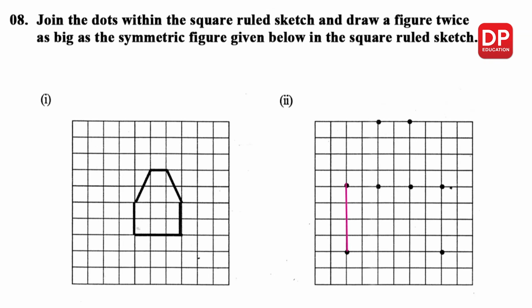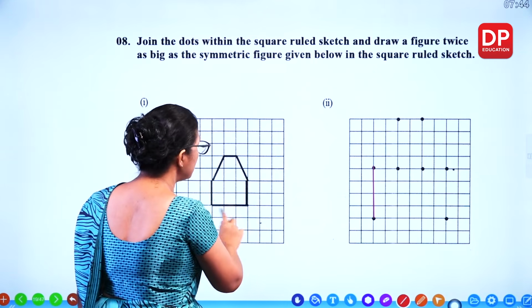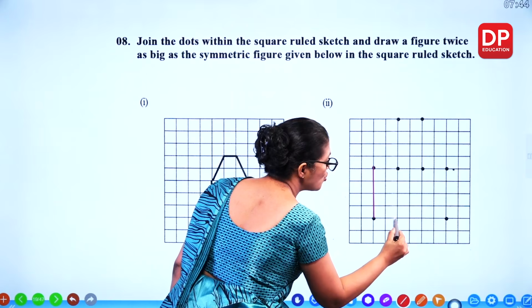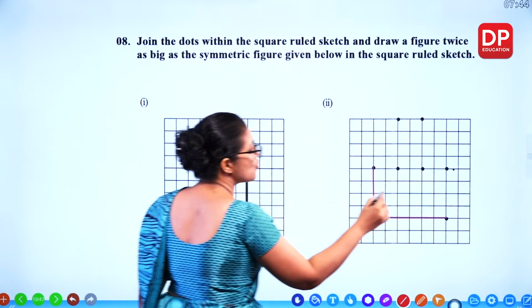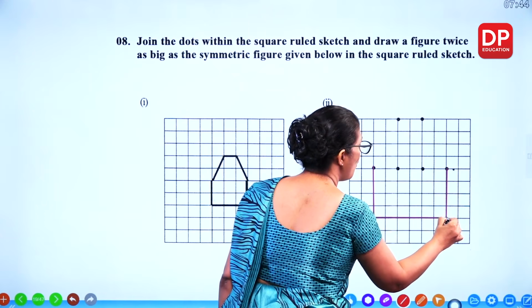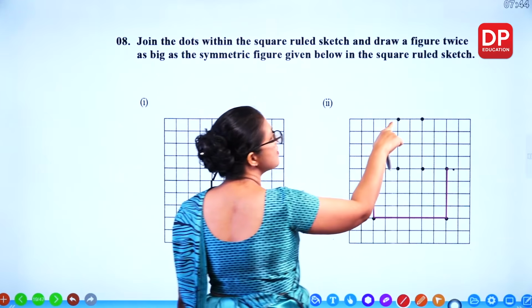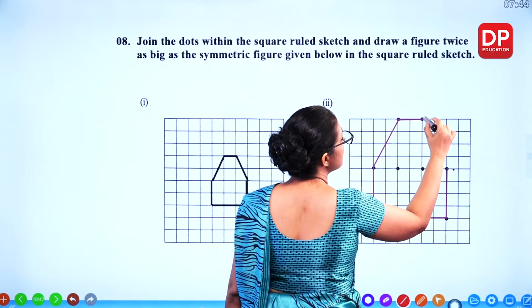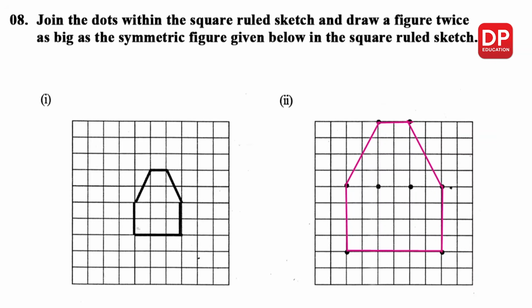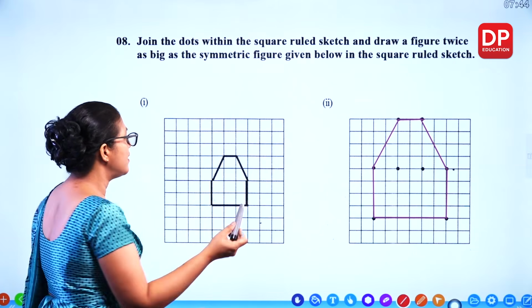How many squares are there? 1, 2, 3, 4. Here 2 squares, this side 4. Here to here 3 squares, so this way 6 squares. 1, 2, 3, 4, 5, 6. So this line, this side also 4 squares. 2 times 2, 4. And here above like 1 square, this is multiplied by 2, 2 squares. And here you need to connect these 2 lines. So that's the figure. Same shape but twice as big, 2 times bigger than this one.